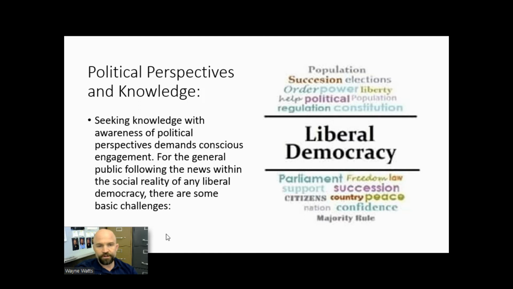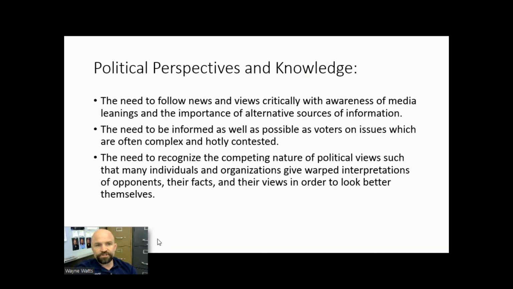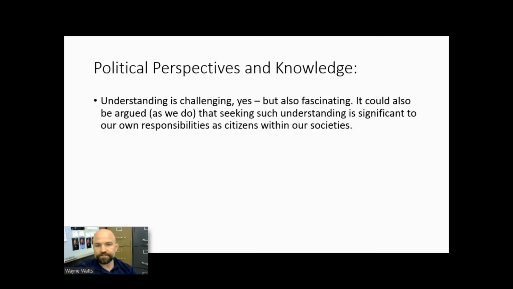For the general public following the news within the social reality of any liberal democracy, there are some basic challenges. The need to follow news and views critically with an awareness of media leanings and the importance of alternative sources of information. The need to be informed as well as possible as voters on issues which are often complex and hotly contested, and the need to recognize the competing nature of political views, such that many individuals and organizations give warped interpretations of opponents, their facts, and their views in order to look better themselves.